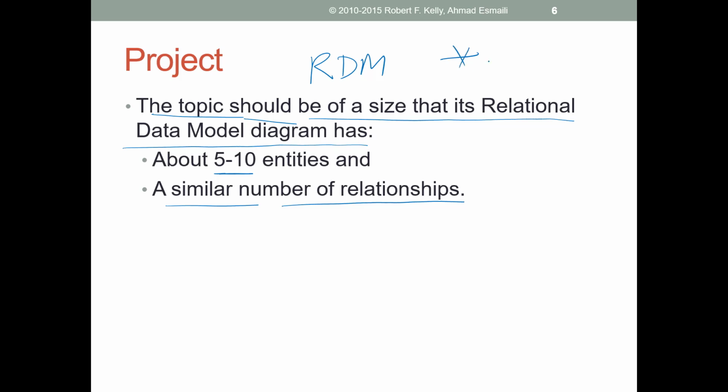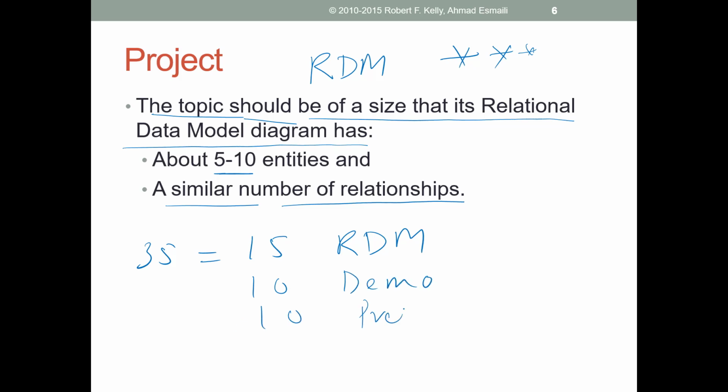This is very important. Your whole project is worth 35 points, and that 35 points is broken into 15 points for RDM, then 10 points for your demo, and the remaining 10 points for presentation. That's how I would grade your 35 points from the project. So these 15 points are extremely important. That is for RDM. All right, and in the RDM, I would look for 5 to 10 entities.